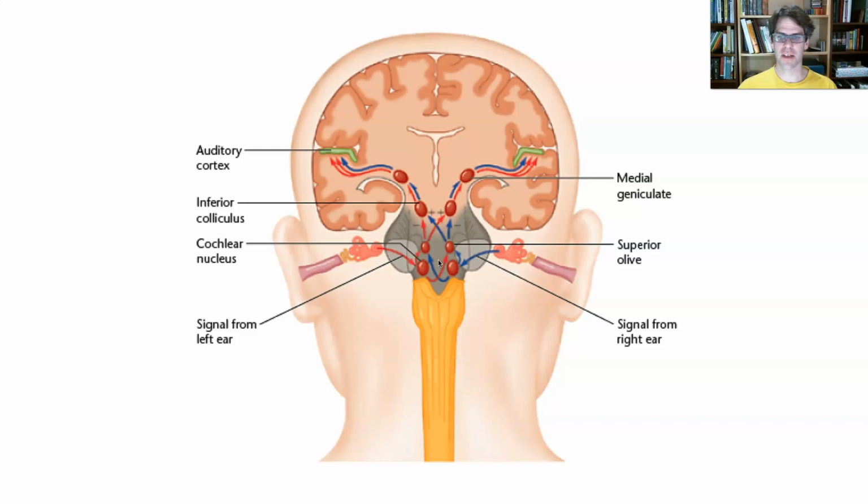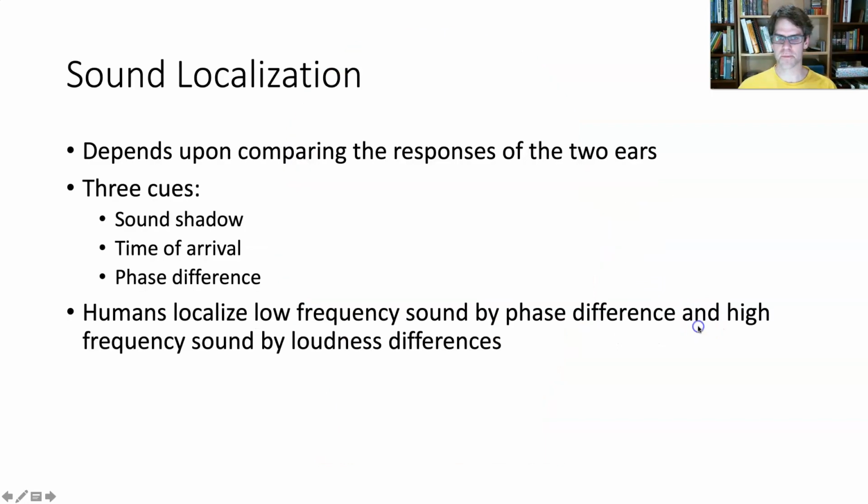Because this needs to happen instantly. And this whole circuit here is actually considered the fastest circuit you have in the brain. This is the action potentials that are able to move the quickest, because that timing is so critical to understand.